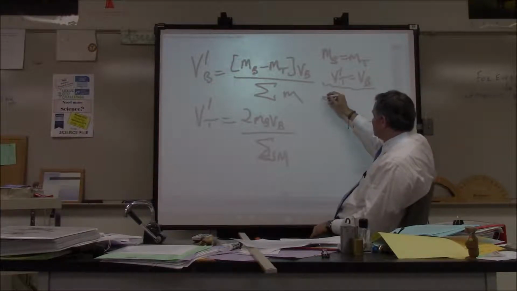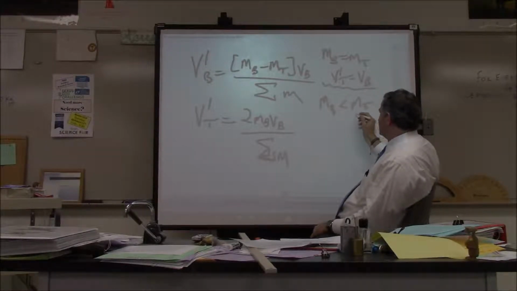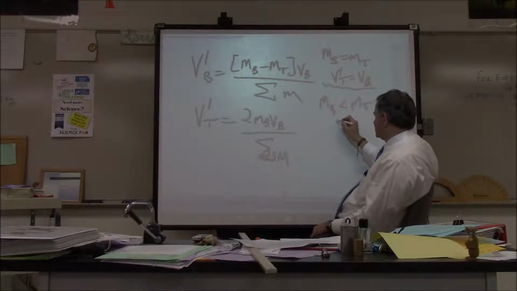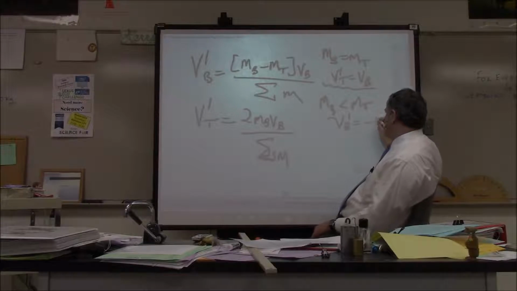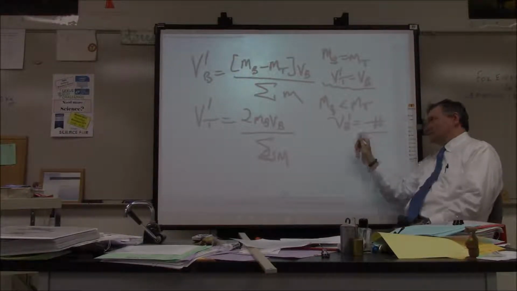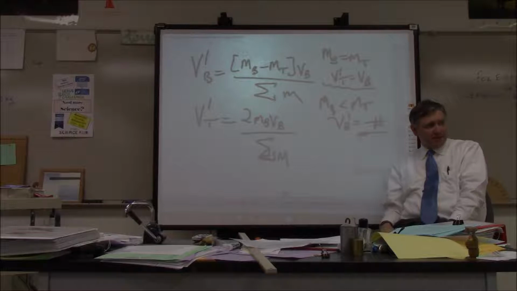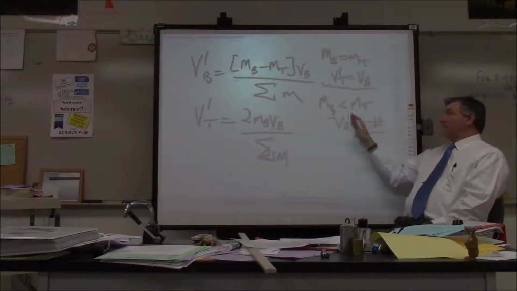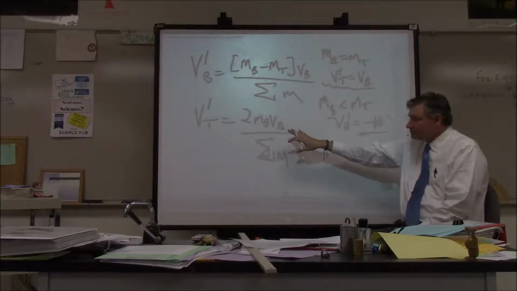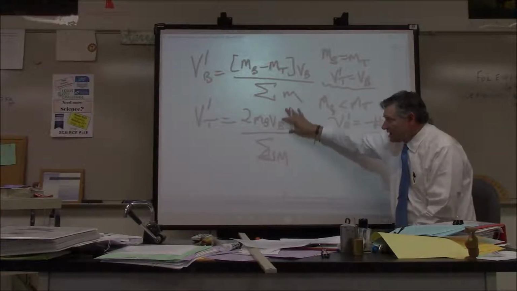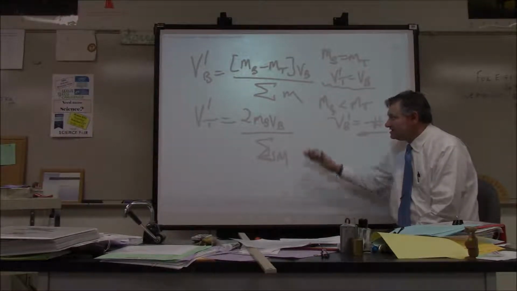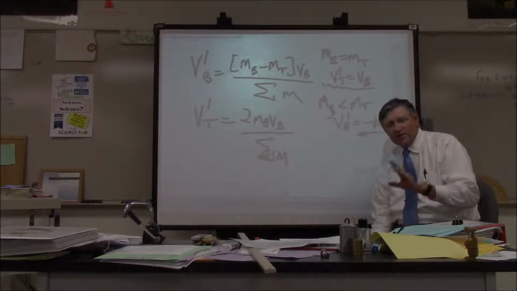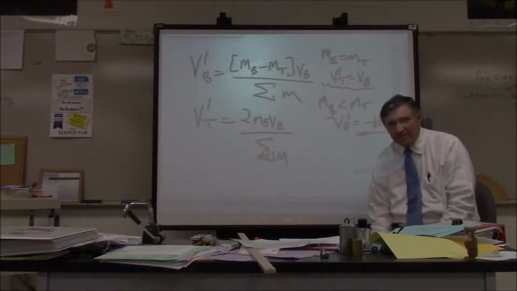So the second option is the mass of the bullet is less than the mass of the target. That means that the new velocity of the bullet is going to equal a negative number, which means that it's going to bounce back. Now, if this happens, let's talk about what's going to happen with the target. Is there any way that I can get the target's velocity after the collision to be a negative number?